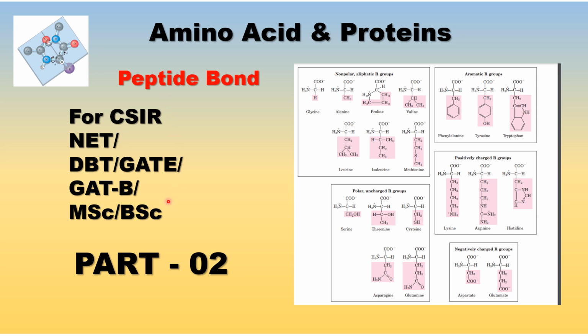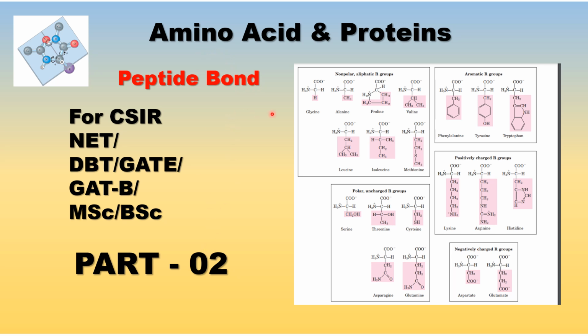This is part 2 of the amino acids and proteins lecture, and today's topic of discussion is the peptide bond. As we know, all the amino acids are joined together by a bond, and ultimately they form a polypeptide. After that, the polypeptide will undergo changes like primary, secondary, tertiary, and quaternary structure, and ultimately form a functional protein. So it's very important that two amino acids join together through a specific covalent bond, which is known as the peptide bond.